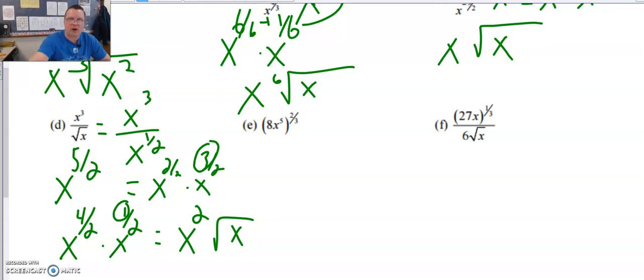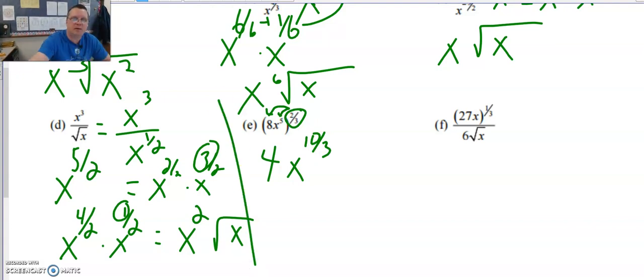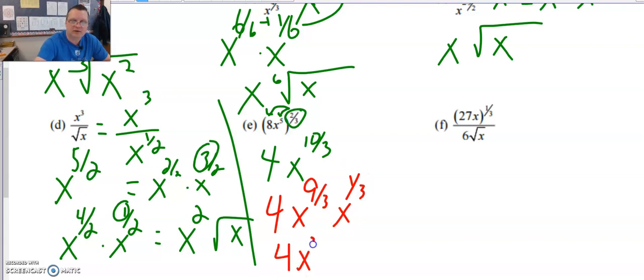This 2/3, even though it looks weird, we'll have to apply to both terms. So you would do 8 to the power of 2/3. 8 to the power of 2/3 is 4, and again, put it in your calculator. And then when you have 5 times 2/3, it's 10/3. The largest multiple of 3 is x to the 9/3, times x to the 1/3. So you have 4x cubed, cube root of x.